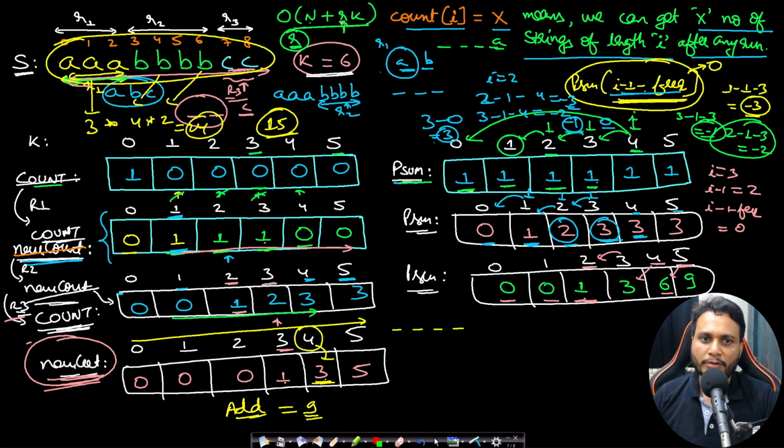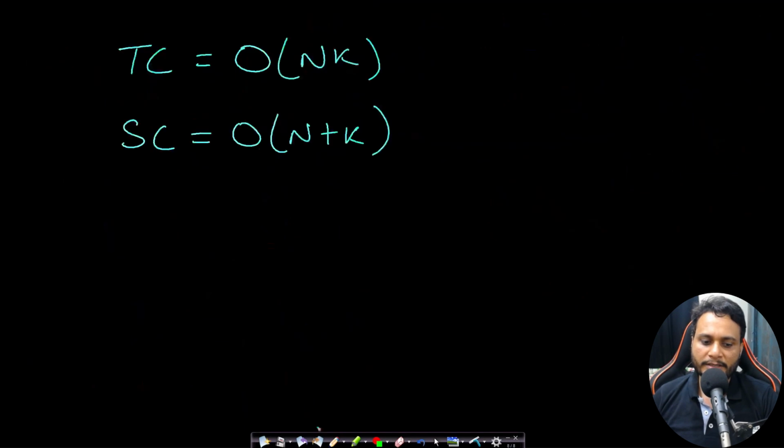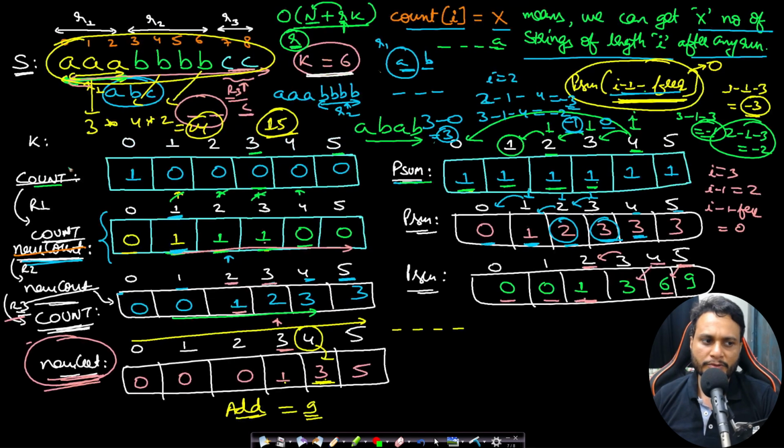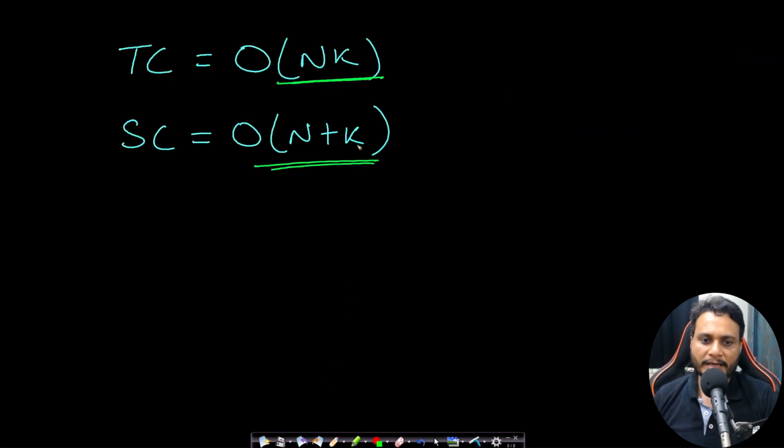But r, the number of runs, can be equal to n in the worst case, because each of the unique characters can be present in this way, right? Where every character is unique, no 2 adjacent characters are the same. So r can tend to n, but this can be the time complexity, and so I have written order of nk. And the space complexity will be order of n plus k, because you see the k size count, new count and p sum are used, so 3 times k, and I don't think any other space is used, so that is n plus k.